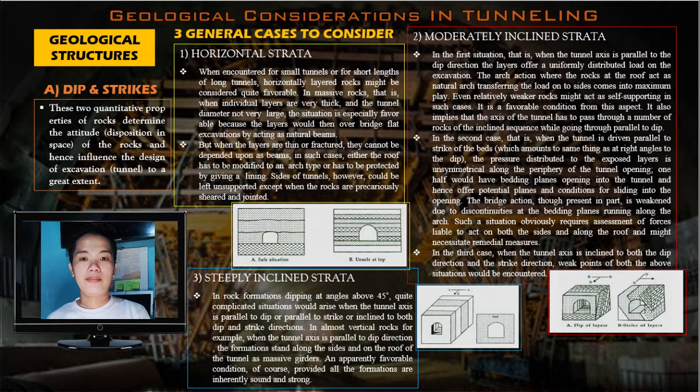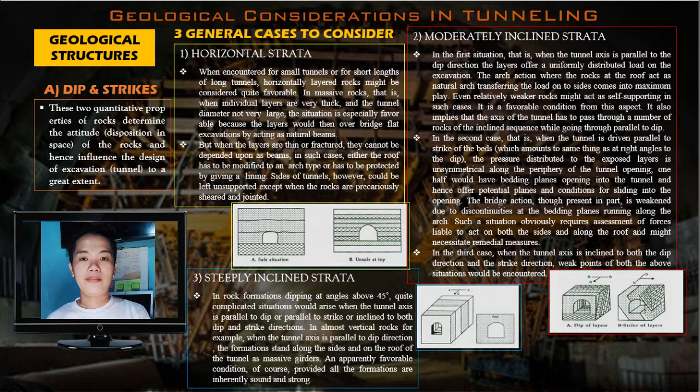It also implies that the axis of the tunnel has to pass through a number of rocks of the inclined sequence while going through parallel to dip. In the second case, that is, when the tunnel is driven parallel to the strike of the beds, the pressure distributed to the exposed layers is unsymmetrical along the periphery of the tunnel opening.